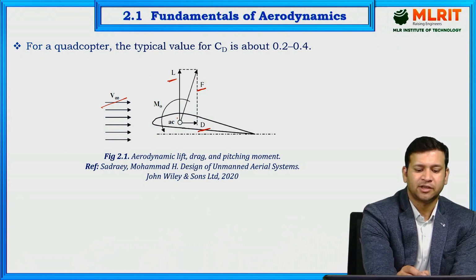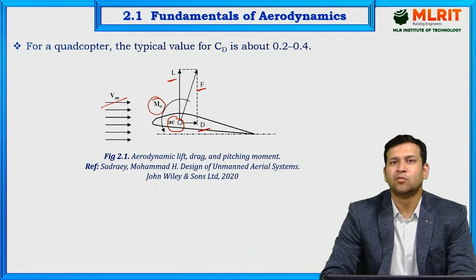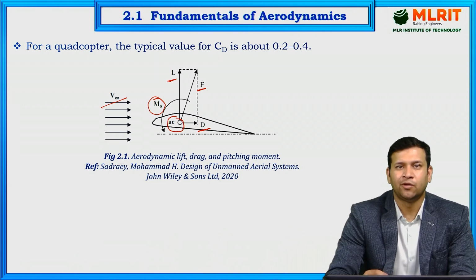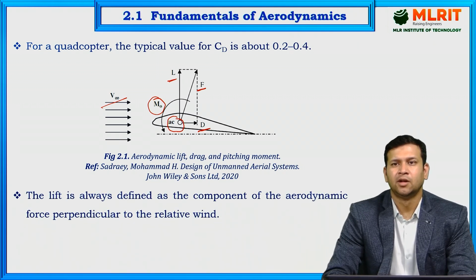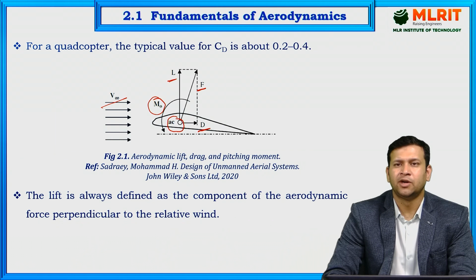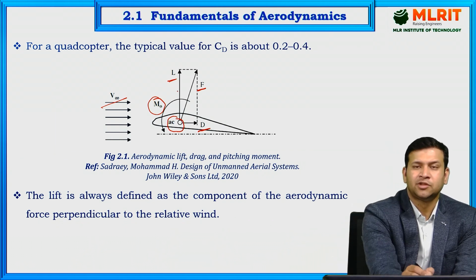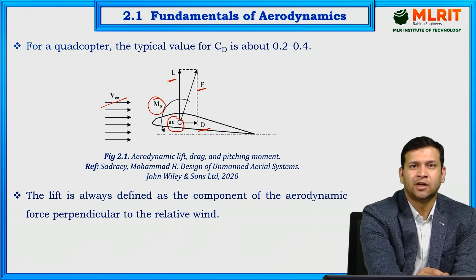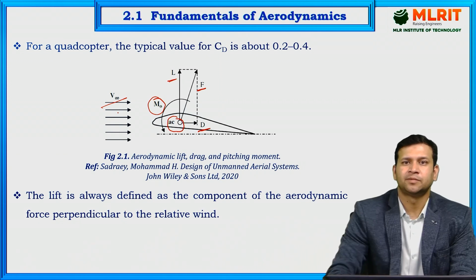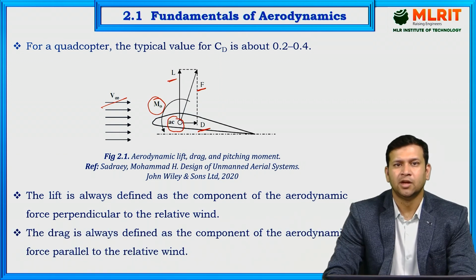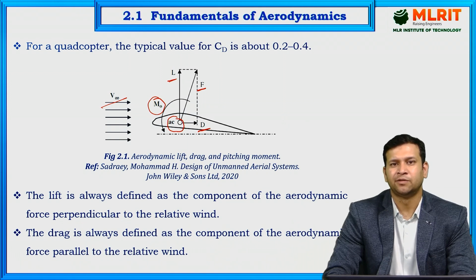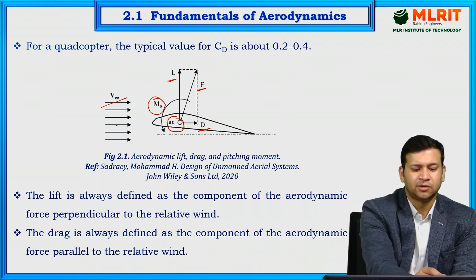This is the resultant force due to pressure distribution. And this is the aerodynamic center, and this M naught denotes the moment of the airfoil in this case. The lift is always defined as the component of the aerodynamic force perpendicular to the relative wind. So this is the lift, which is perpendicular to this wind. V infinity is the relative wind, and it is also called the free stream velocity. The drag is always defined as the component of the aerodynamic force parallel to the relative wind. This will be parallel to this wind.